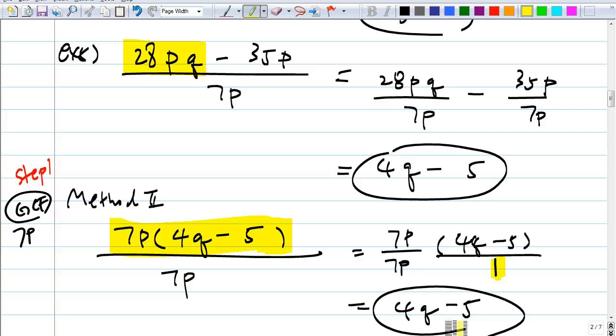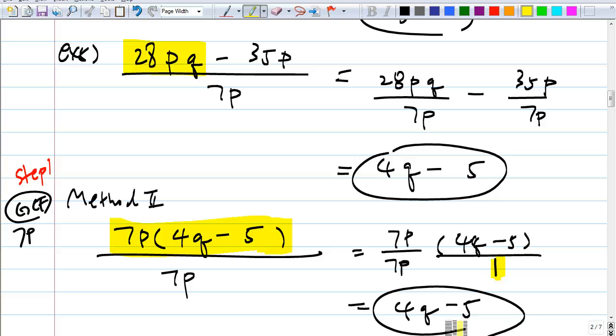Now, which one's easier for this one? Is the second one that much harder at all? No. I kind of like the second one. Why? Because they canceled out, right? So, how many people think they know when to use method 1 and when to use method 2? Lucia? When the GCF and the denominator are the same? Kind of. Actually, there are other cases.